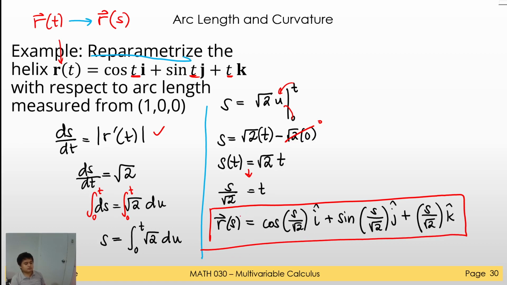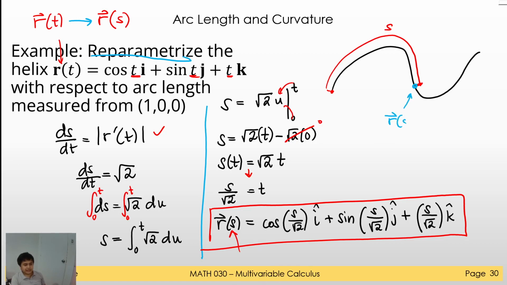So if you want to find, let's say, the coordinate of your curve, given the length of the curve that you want to figure out, let's say you have this curve and a given length, which here is s. You can find the coordinate here, which is your vector valued function at s.